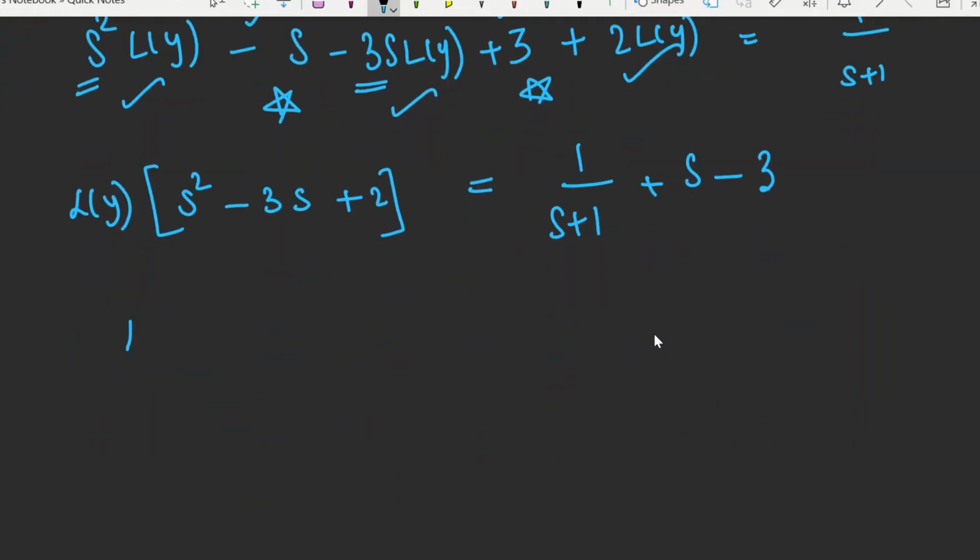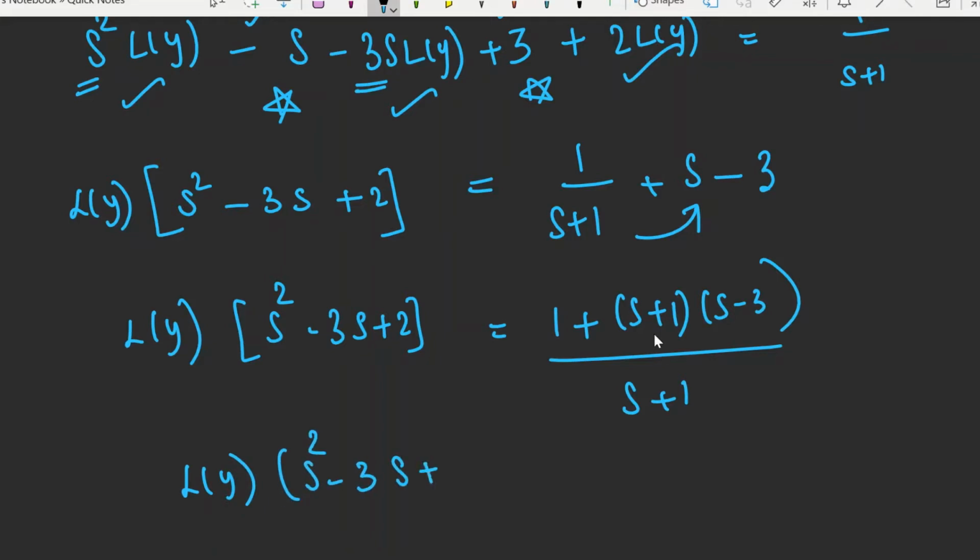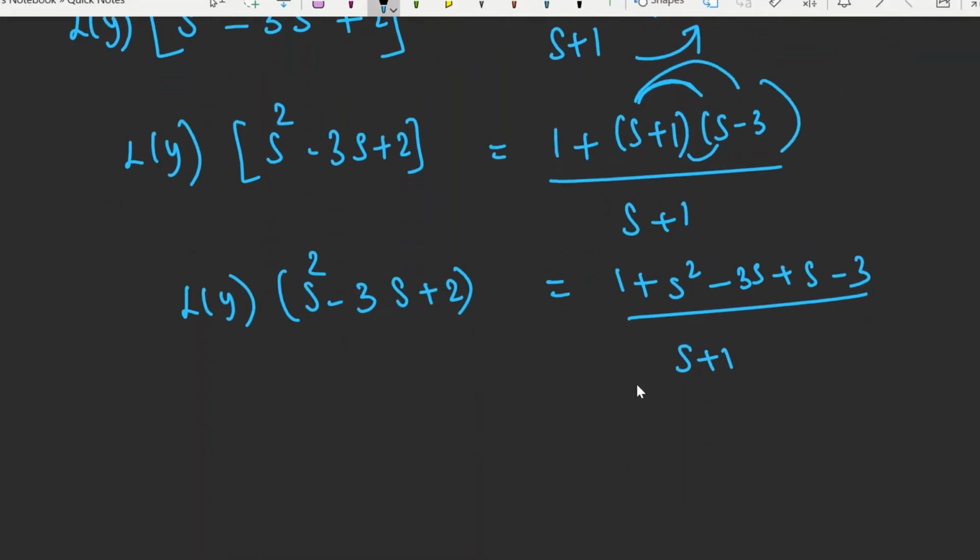Now we can take LCM. L of y times s square minus 3 times s plus 2 equals 1 plus s plus 1 times s minus 3, whole thing divided by s plus 1. So L of y times s square minus 3 times s plus 2 equals 1 plus, now multiply these two factors, s square minus 3s and now plus s minus 3, whole thing divided by s plus 1.